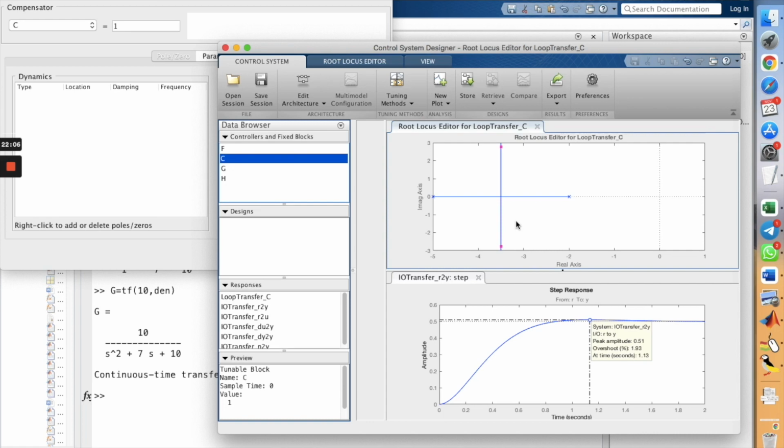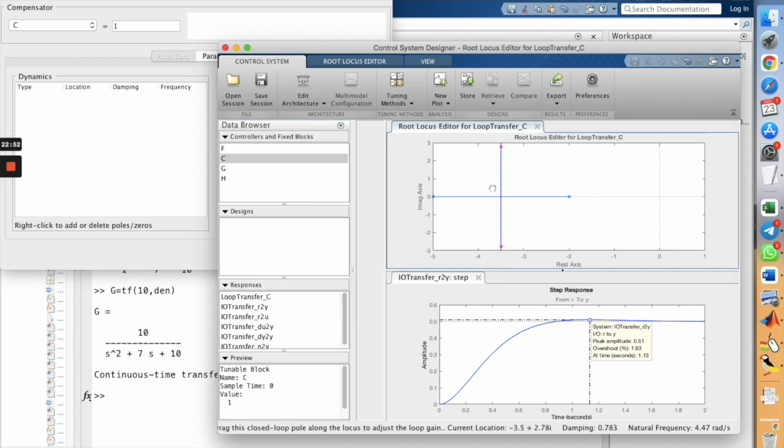What I want to show you is that we can just play around with this red dot here. It is actually the closed loop poles. It depends on the value of k. In this case, our k is actually the compensator C. When we have k equal to 1, this is what the root locus looks like. This is the step response of the system. So we can play around with this red dot here.